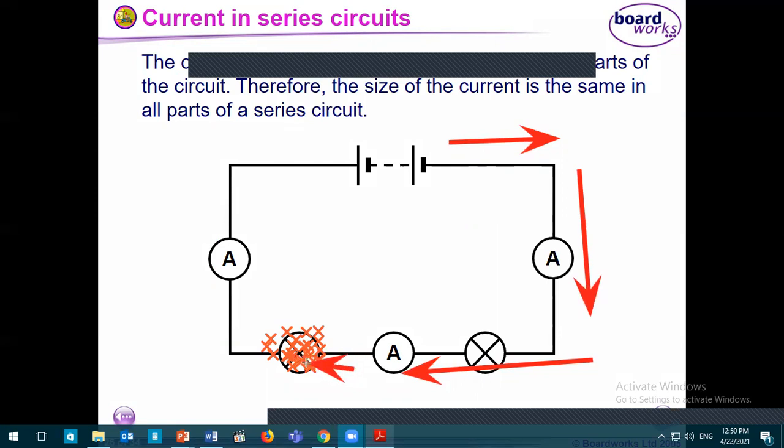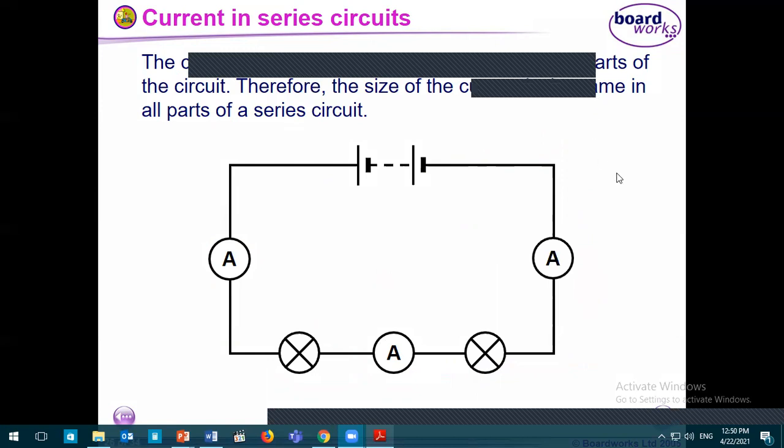Because this one is broken, this whole circuit is not going to work anymore, because there's a gap in here. That's why we can't use series circuits in homes. I mean, imagine if the TV broke down. Everything would break down, right? So we need parallel circuits for that.